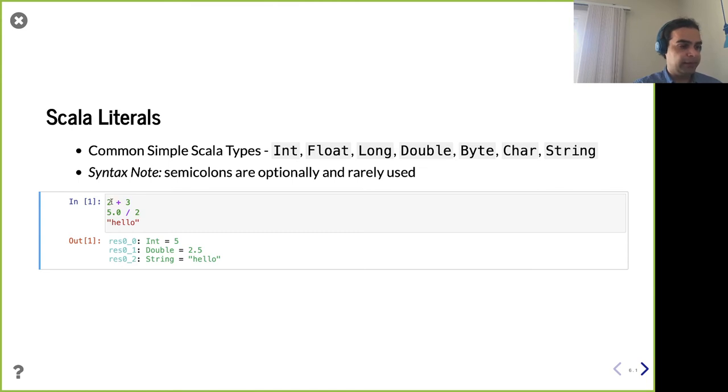So what this is saying is assign the arbitrary name result 0_0 to this. It's of type int, and its value is 5. That's kind of what this interpreter is telling us, right? So this is kind of interpreted mode. I think what's important for us to be aware of is how we write Scala as humans, as well as what the outcomes are, right? So this might become more clear on the next slide.